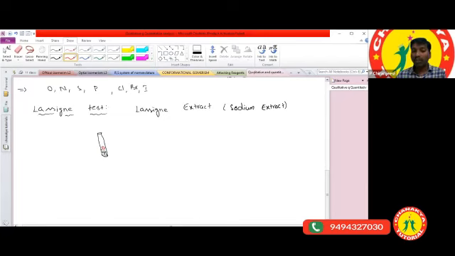Then we heat this fusion tube until it is red hot. You already know that if glass is heated continuously, it turns red. We have to heat until then, because only then does the sodium metal react with the organic compound.